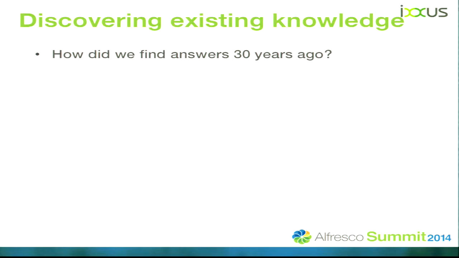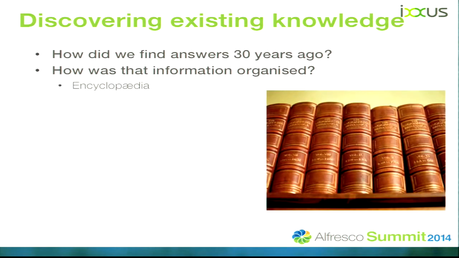So how did we find existing knowledge? How did we find answers 30 years ago? And how was that information organised? When I grew up, one of the things we had on the shelf, and it wasn't quite that fancy, was a set of encyclopedia. So you had this alphabetically indexed content. You'd ripple through it and go, okay, this is everything to know in a paragraph about one subject.